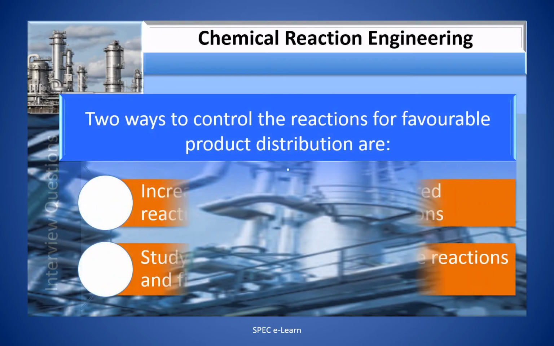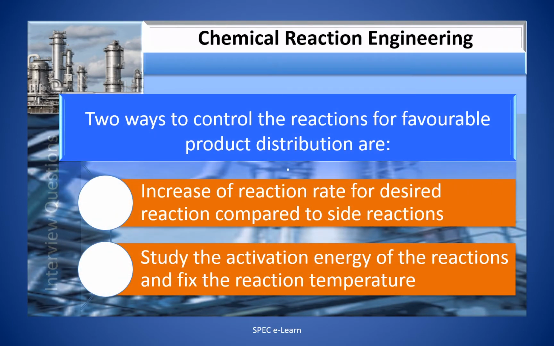Two ways to control reactions for favorable product distribution are: 1. Increase the reaction rate for the desired reaction compared to the side reactions. 2. Study the activation energy of the reactions and fix the reaction temperature accordingly.